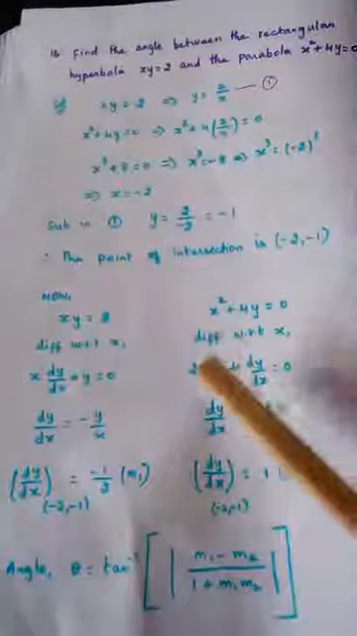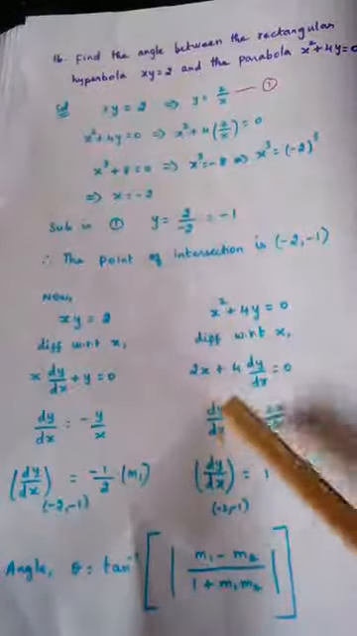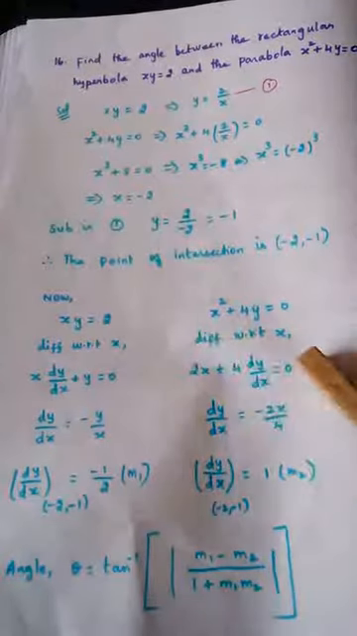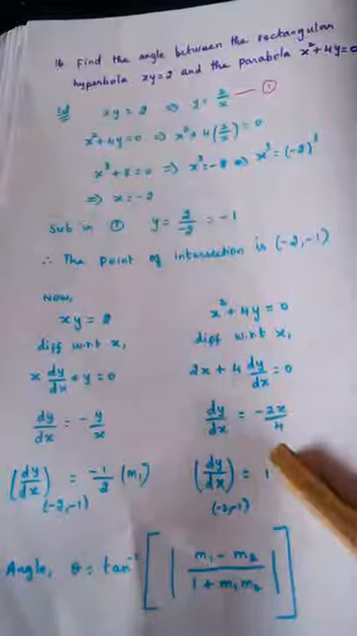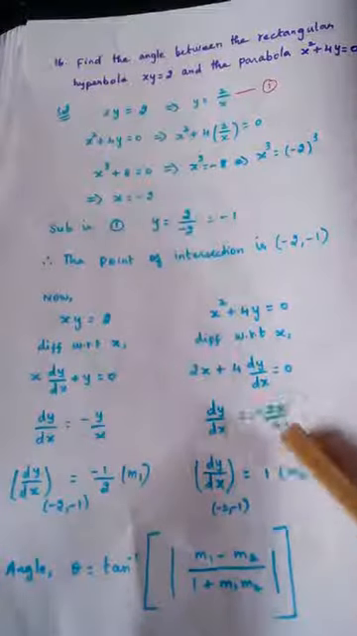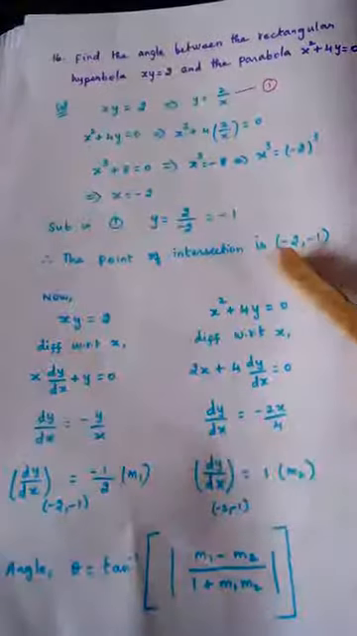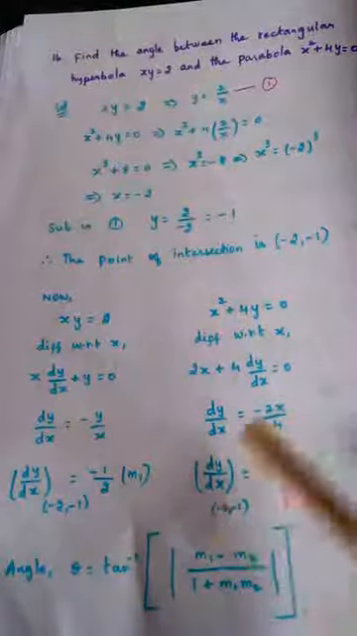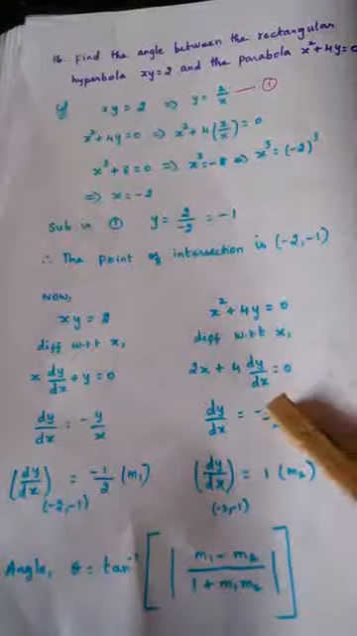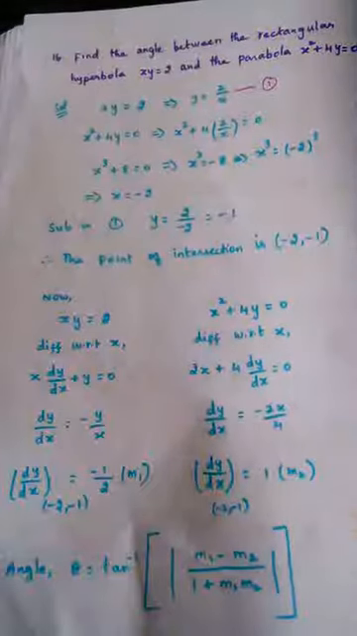Differentiate this. x square becomes 2x, y becomes dy by dx. From this calculate dy by dx, bringing the 2x to the other side and 4 to the denominator. Cancelling it, we get the answer as minus 2x by 4. Again, the slope should be calculated at the point of intersection. In place of x you put minus 2. Minus 2 into minus 2 is 4, 4 gets cancelled. So the answer is 1. This is taken as m2.